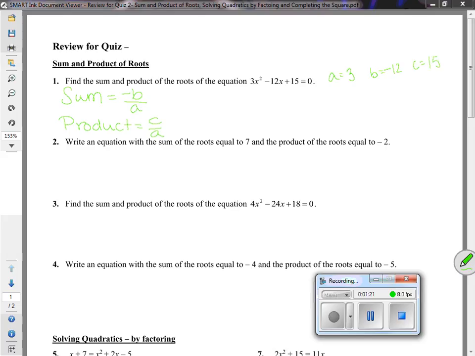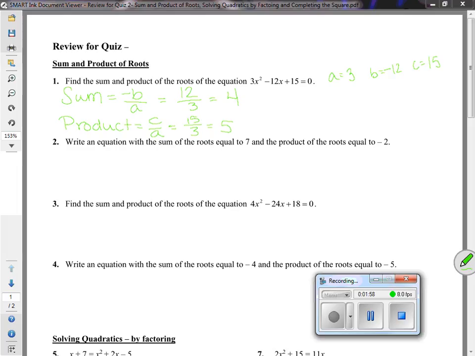So when I plug into my formulas for my sum and my product, negative of negative 12 would be a positive 12. And my a is 3, so it would be 12 over 3, which would reduce to 4. If you can reduce it, you have to reduce it. So c over a, which would be my product, would be 15 over 3, which would reduce to 5. There are I think 4 of those problems on the quiz.